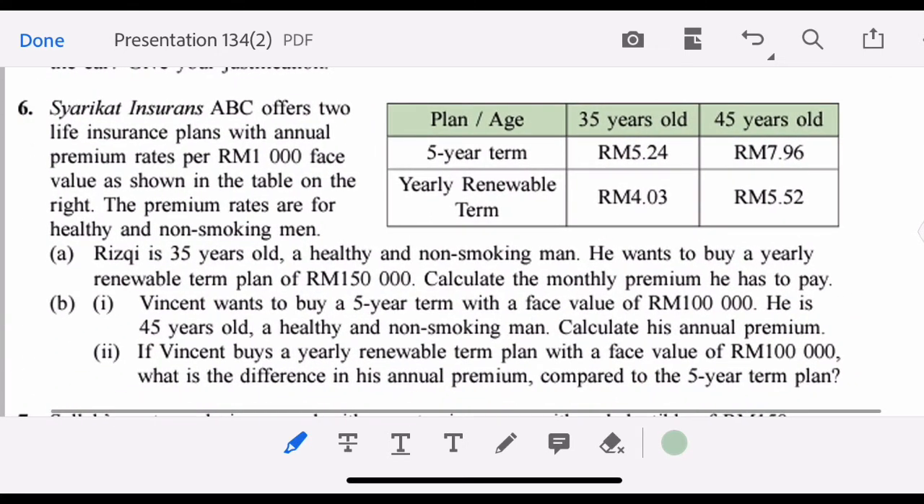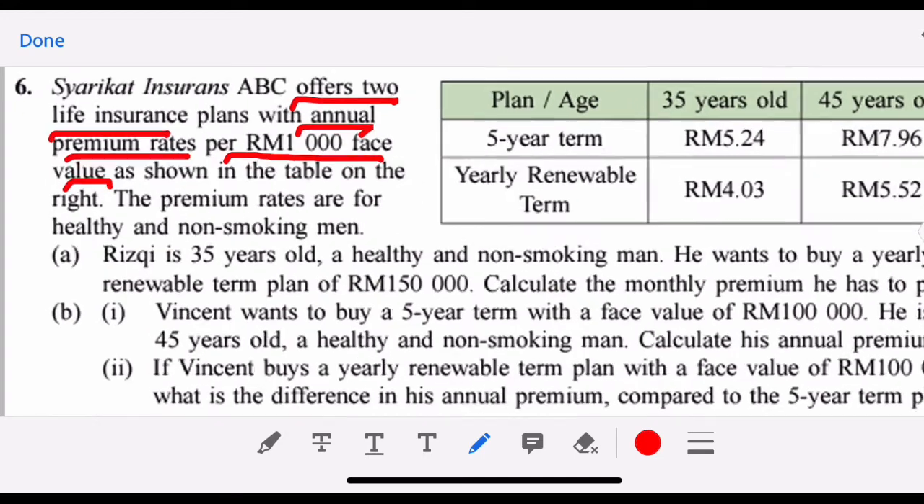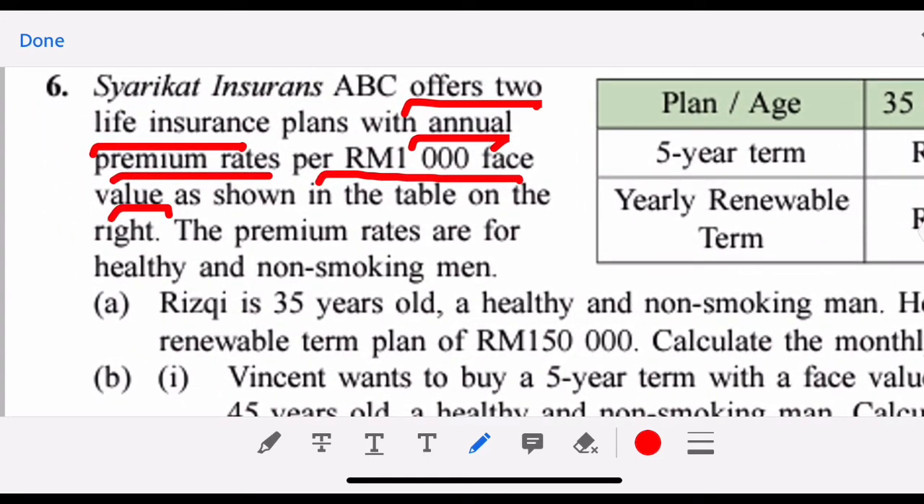Alright, okay, let's go to question number 6 for the calculation. Let's study the question first. Sharikat Insurance ABC offers 2 life insurance plans with annual premium rate per 1,000 face value as shown in the table on the right. So the premium rates are for healthy and non-smoking men.